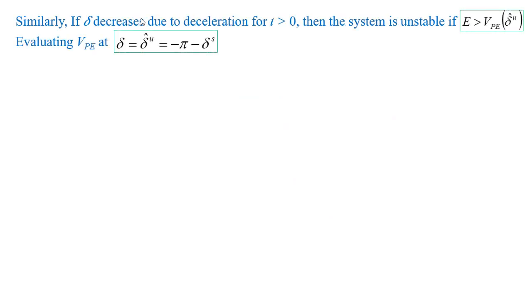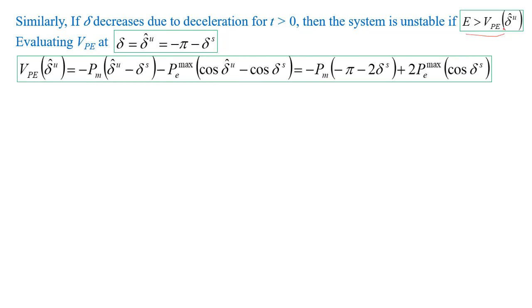So already we discussed that when the energy function is greater than the VPE, that is the potential energy, at that time the system will be unstable. So how will the VPE be evaluated? The VPE will be evaluated at delta equal to delta U cap, that is the unstable equilibrium point. This is one of the unstable equilibrium points.